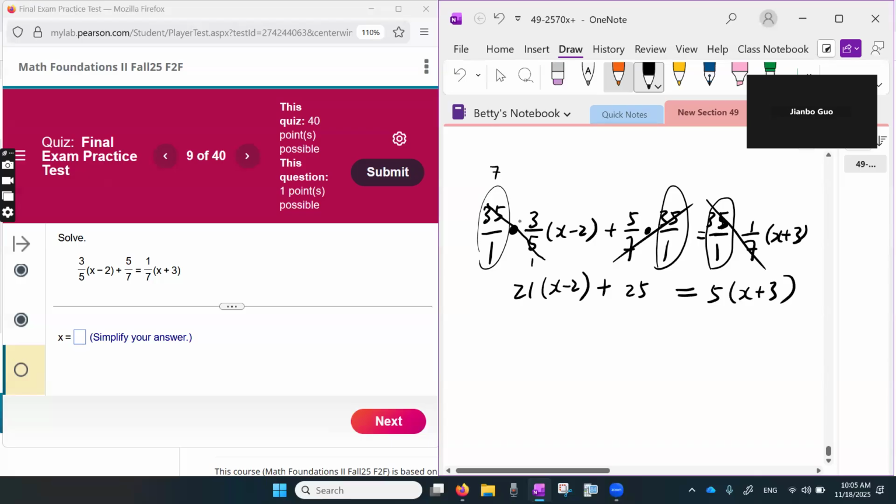Yeah, I taught the 3 different methods in the class. You look at your notes, choose the one that you feel comfortable. Here, I use one method only, okay?